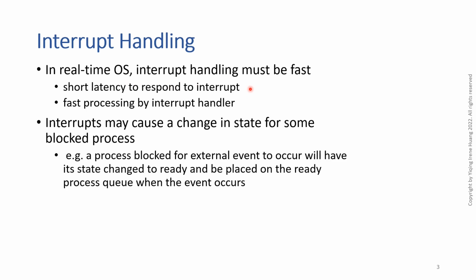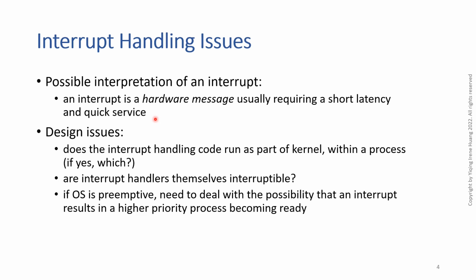That basically means that we want a short latency to respond to an interrupt, and we want fast processing by the interrupt handler. And interrupts may also cause a change in the state of some blocked processes. For example, if a process is blocked for an external event to occur, it will have its state changed to ready and be placed on the ready process queue when that event occurs. And this event may be caused by this interrupt. One possible interpretation of an interrupt is a hardware message that requires a short latency and quick service.